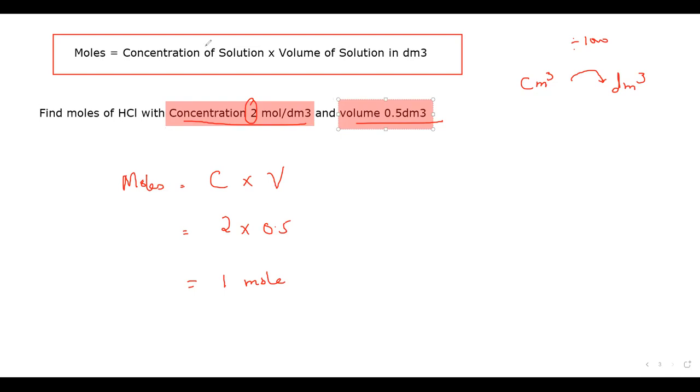The second formula is the concentration of the solution multiplied by volume of the solution. The concentration of the solution in this example is 2 and the volume of the solution is 0.5. So when 2 is multiplied by 0.5, what do you get? You will get 1 mole of the substance. So for the second formula of the moles, we multiply the concentration with volume. Another example.